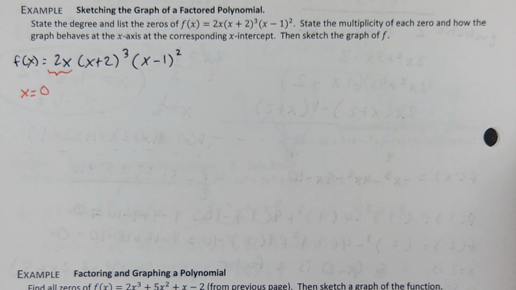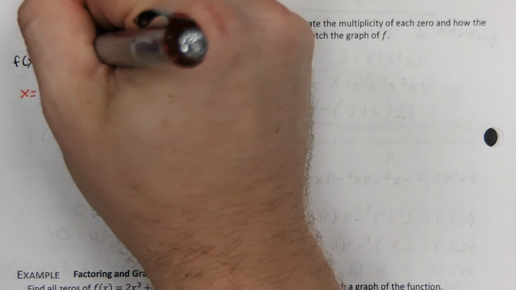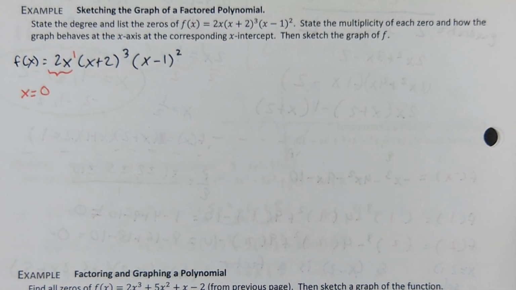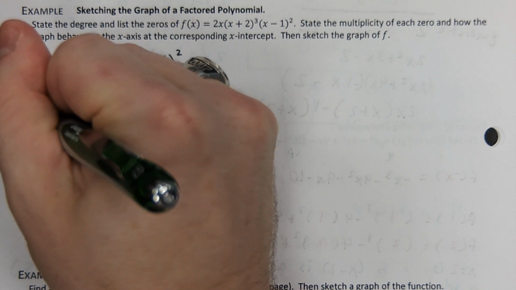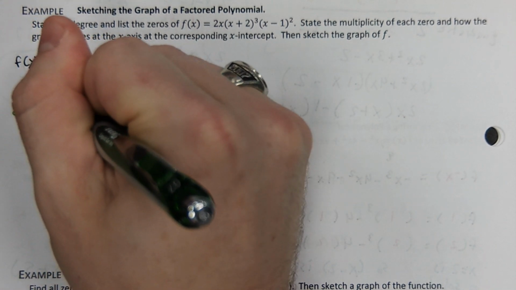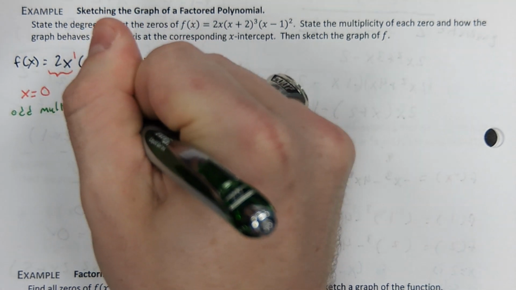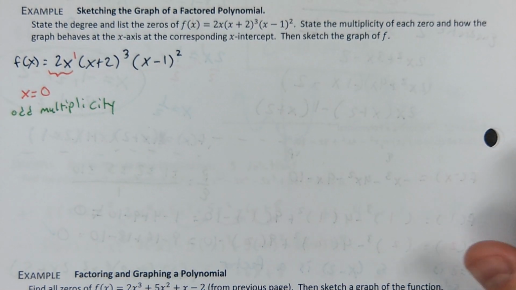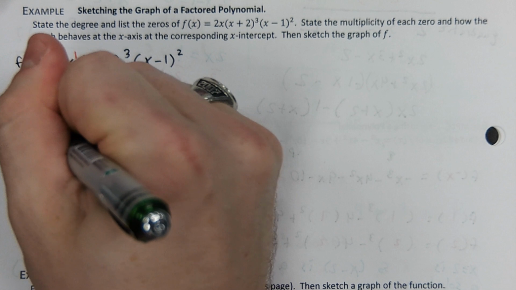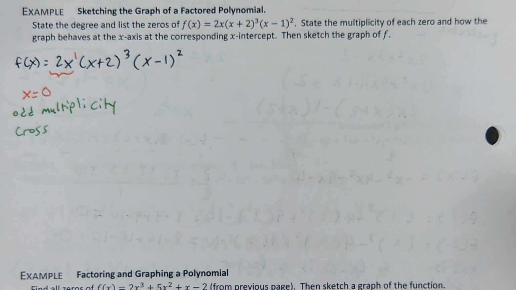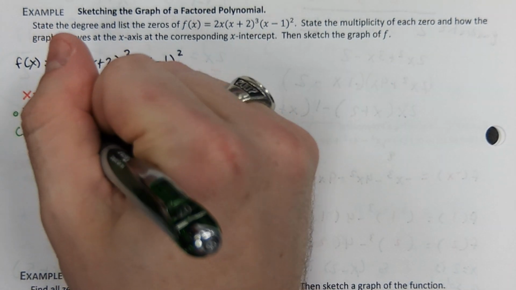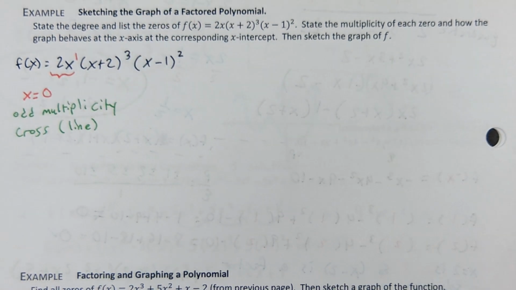But what is the exponent on that factor? It is a 1. It's not written, but it is a 1. And because it's a 1, that is an odd multiplicity. Which means it's going to cross through the x-axis at x equals 0. But because it's a 1, it's going to cross like a line. It won't get wiggly as it goes through it. It's just going to pass right through it.